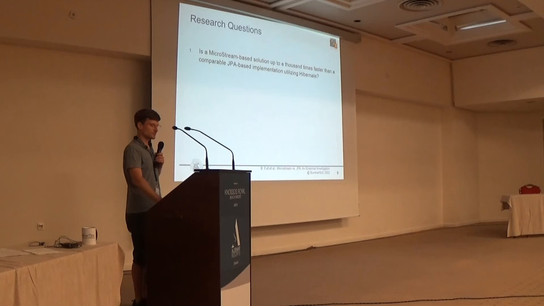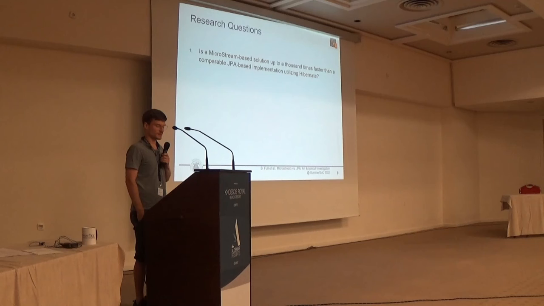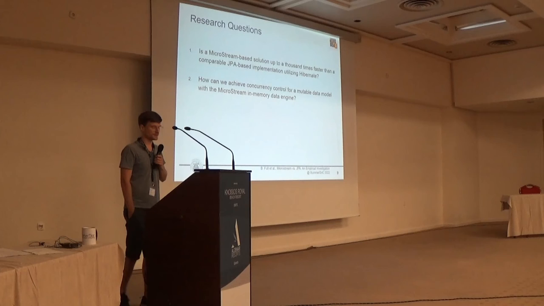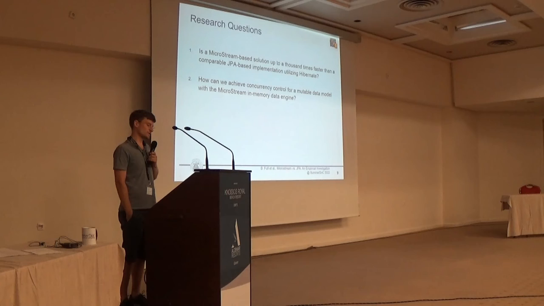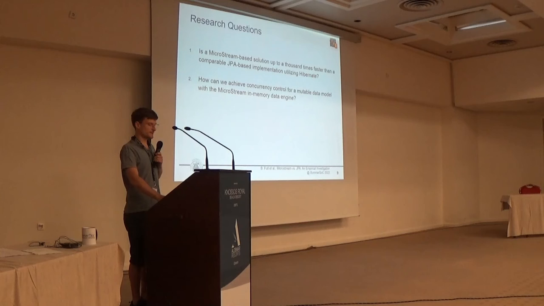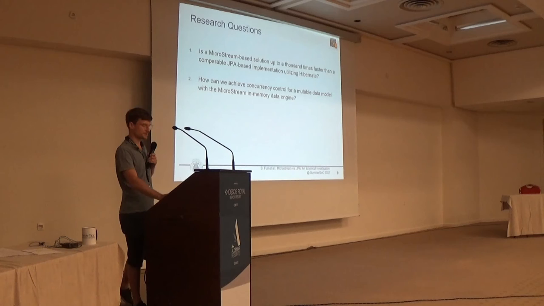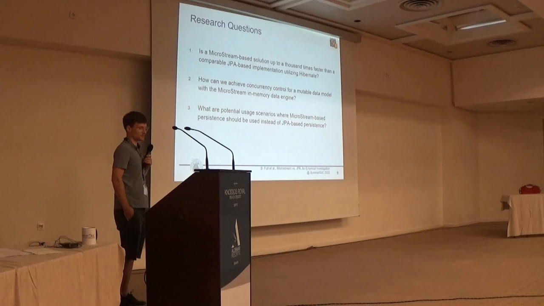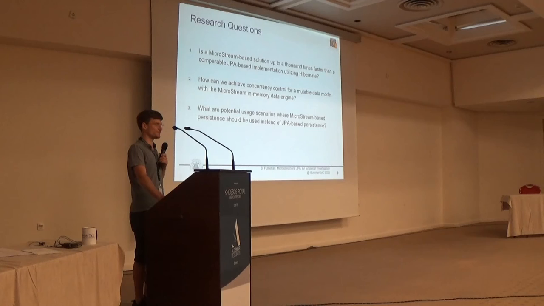I thought it's good now to state research questions, the three research questions I want to answer. The first one: is MicroStream really 1,000 times faster? You have already seen, no. Only when looking in some cases at the server processing time. And what was more interesting for me, since I lecture a bachelor course on parallel programming in Java: how can we achieve concurrency control for a mutable data model? How can we as developers do this? And the last one is potential usage scenarios, since MicroStream claims to be the solution for microservices and serverless applications.